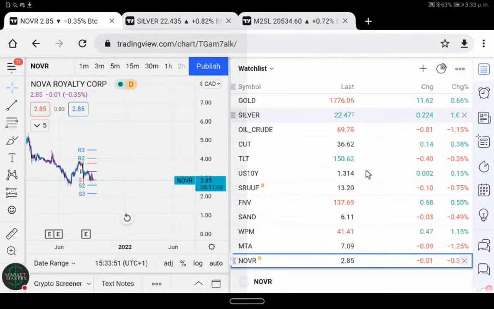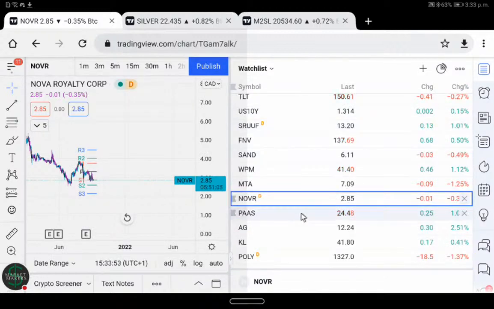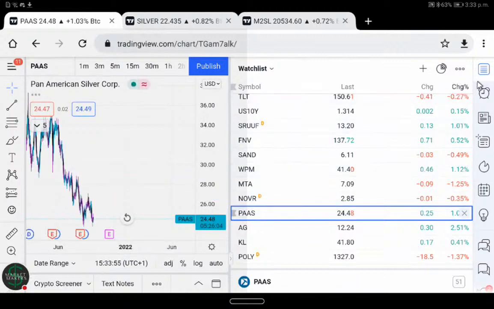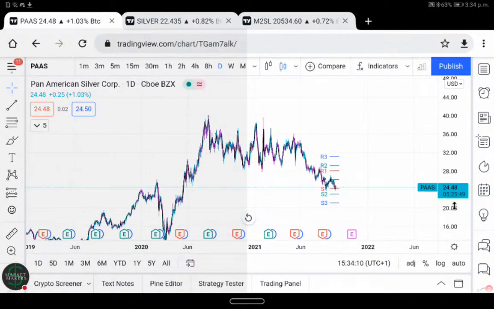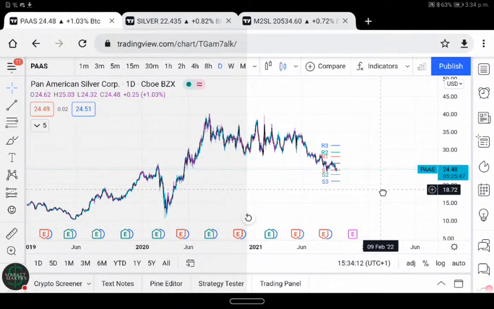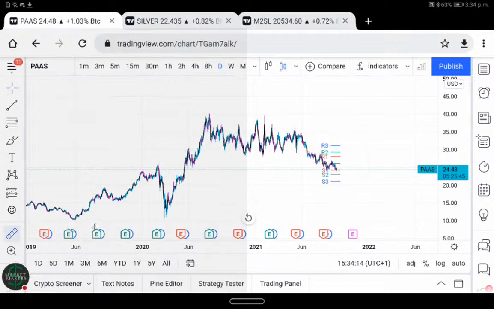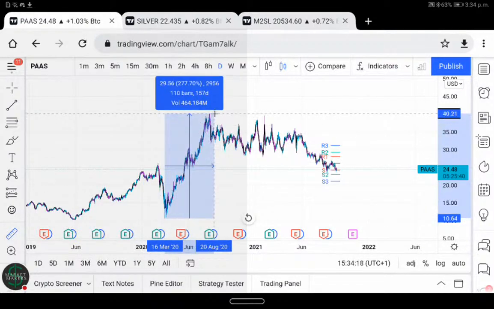What else have we got? Pan American Silver here. Nova Royalty is NOVR ticker symbol, and the ticker symbol for Pan American Silver is PAAS. Okay, this is an actual producing mine. They have multiple projects online and are a very solid producing company. They had a 300% gain.